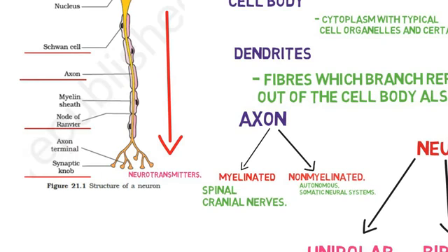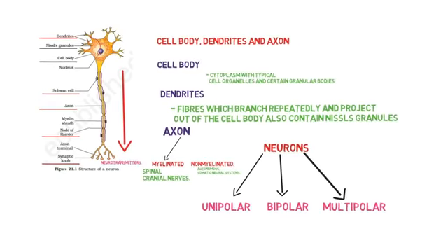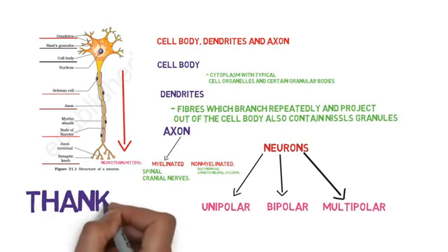You can see here there is a gap between two Schwann cells. This gap between the myelin sheath is called the nodes of Ranvier.